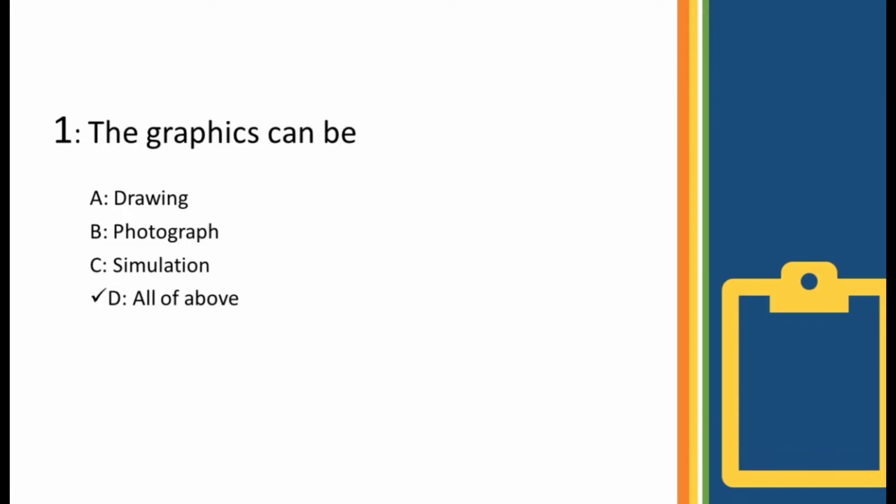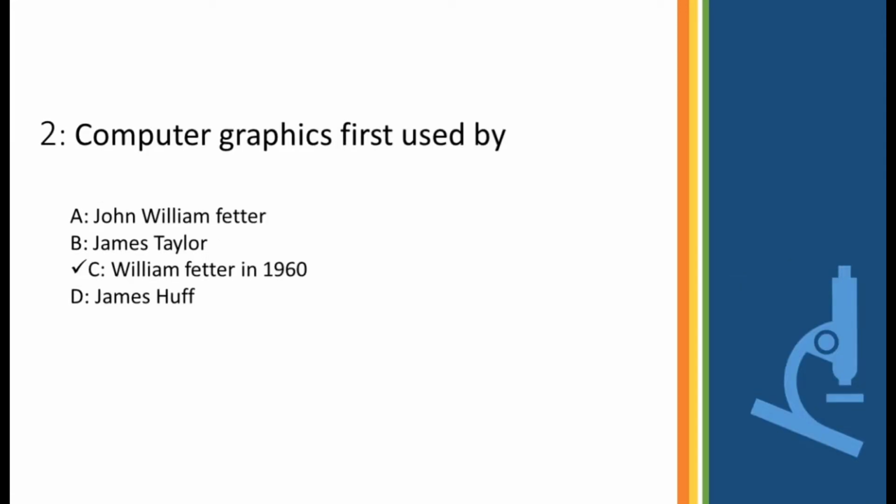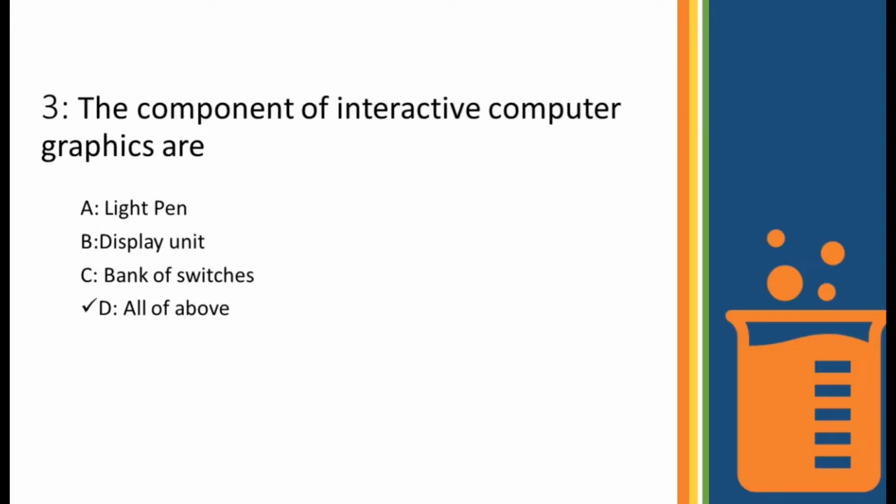The graphic can be... The correct answer is D, all of the above. Computer graphics first used by... The correct answer is C, William Peter in 1960. The components of interactive computer graphics are... The correct answer is D, all of the above, which contain light pen, display unit, bank of switches.